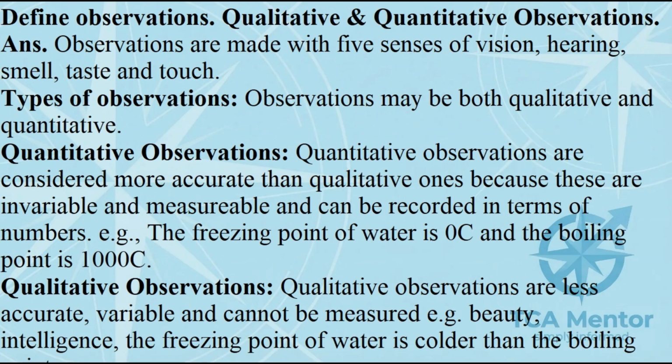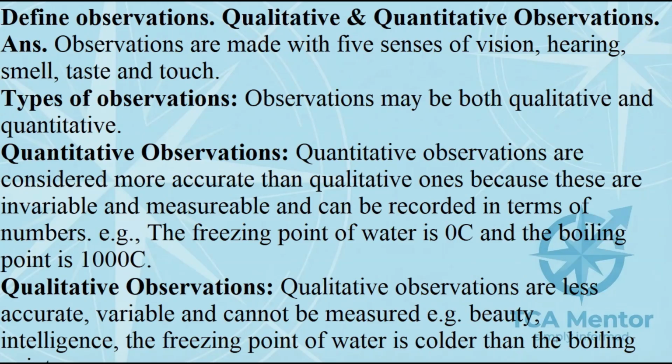Define observations. Qualitative and quantitative observations. ANS. Observations are made with 5 senses of vision, hearing, smell, taste and touch. Types of observations. Observations may be both qualitative and quantitative.